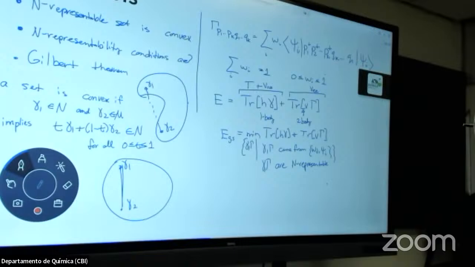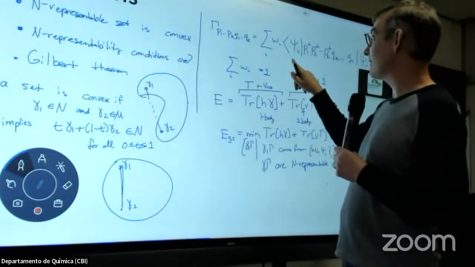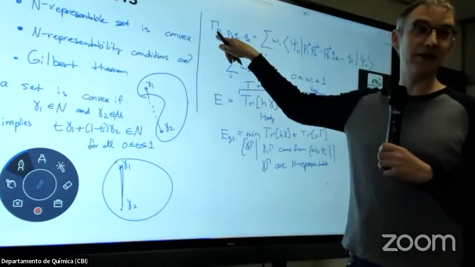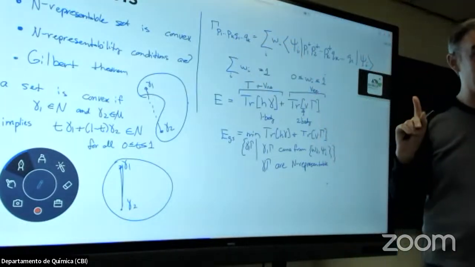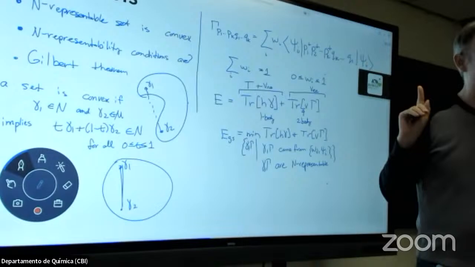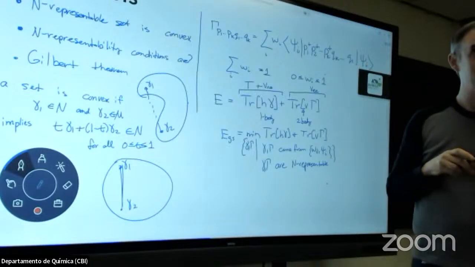So now I just have to understand, is it true that this implies that the density matrices are a convex set? It will be very important, in fact, that it's a convex set, okay?